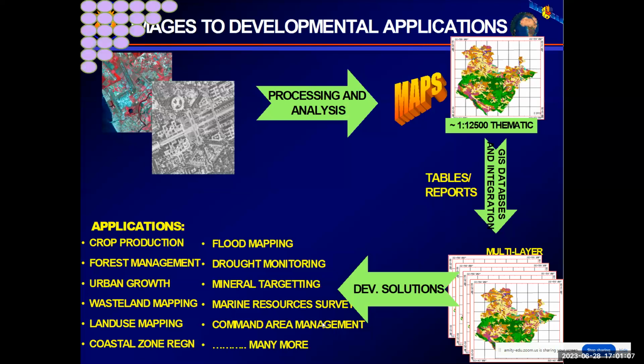So these images help develop the application part, because here you can see the satellite images. If you take the satellite image, you process and analyze it, create a thematic map, and generate tables and reports. With the help of these maps and attribute tables, we have solutions for development in terms of crop production, forest management, urban growth, landslide mapping, flood management, drought monitoring, mineral targeting, marine resources, and there are any number of applications that come through remote sensing and GIS.